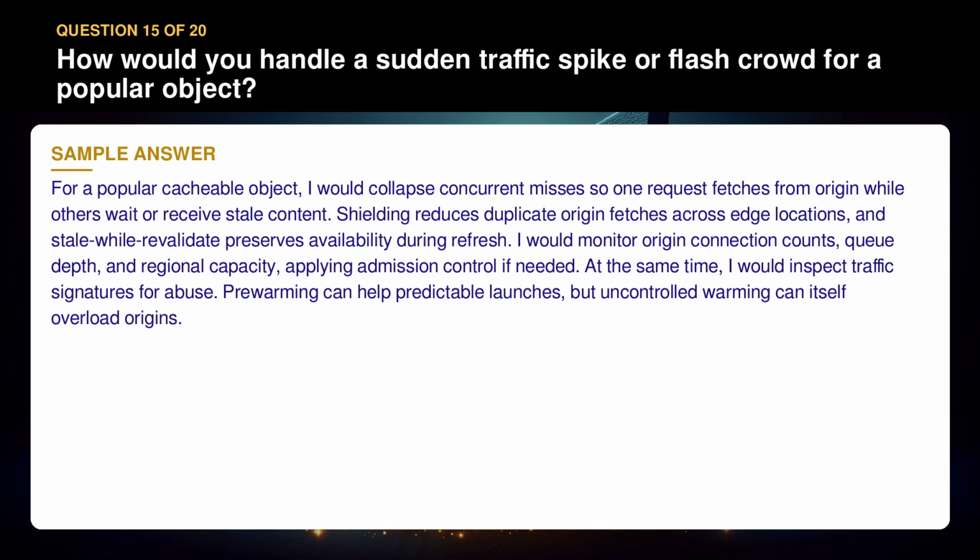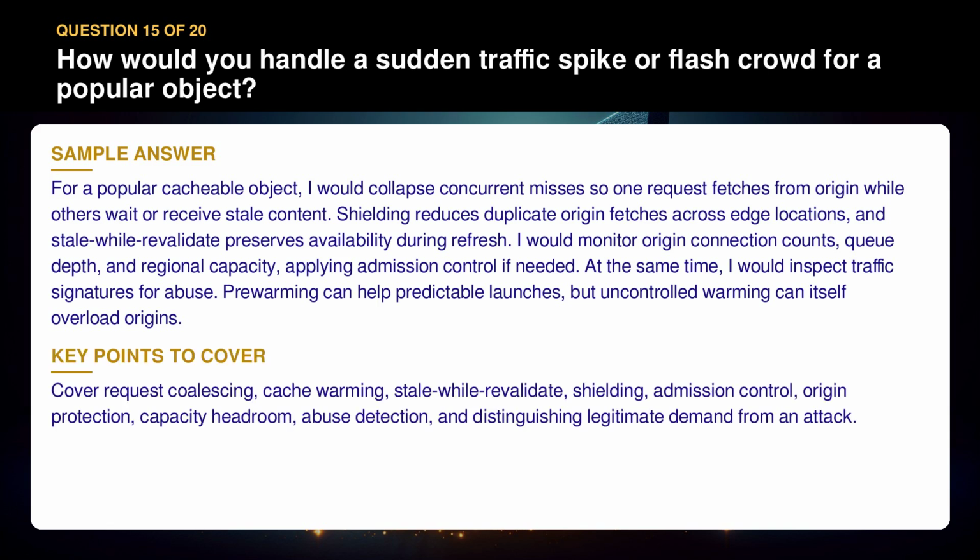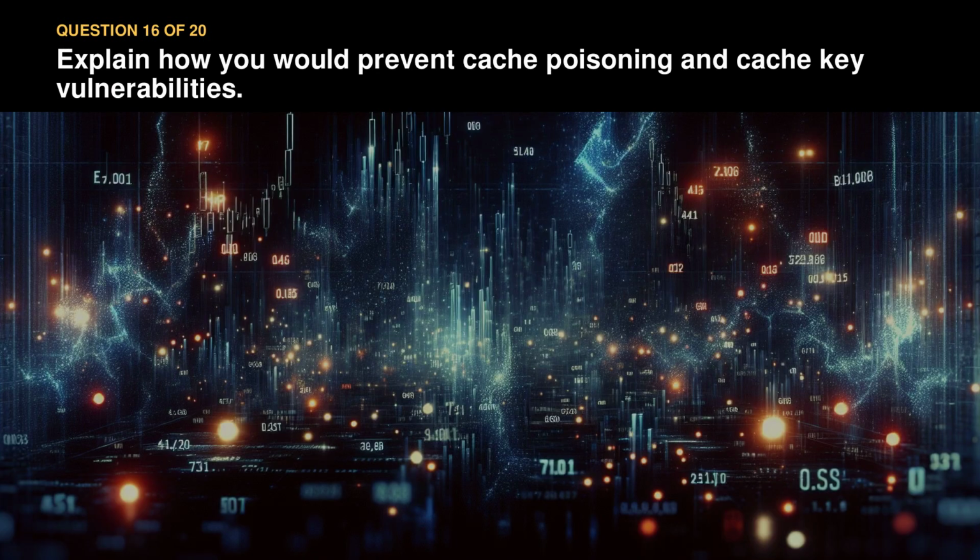At the same time, I would inspect traffic signatures for abuse. Pre-warming can help predictable launches, but uncontrolled warming can itself overload origins. Cover request coalescing, cache warming, stale while revalidate, shielding, admission control, origin protection, capacity headroom, abuse detection, and distinguishing legitimate demand from an attack.